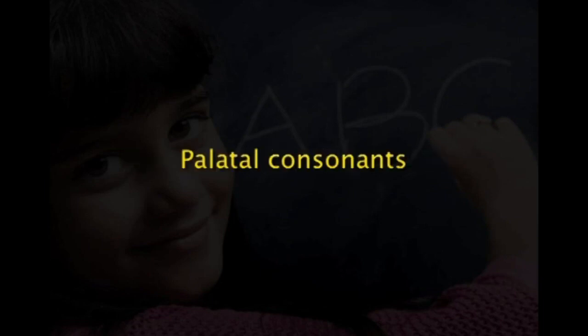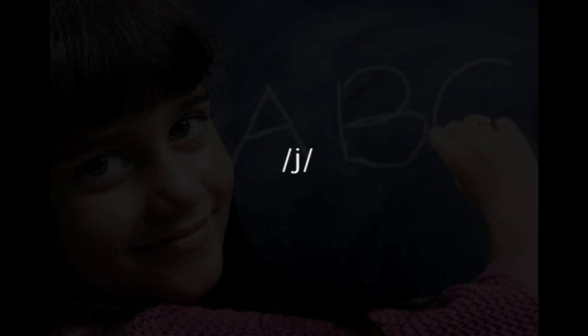Then we have palatal consonants. During the production of palatal consonants, the front of the tongue is the active articulator and the hard palate is the passive articulator. The front of the tongue raises and makes contact with the hard palate and the sounds are produced. There is only one palatal sound in English, which is y.